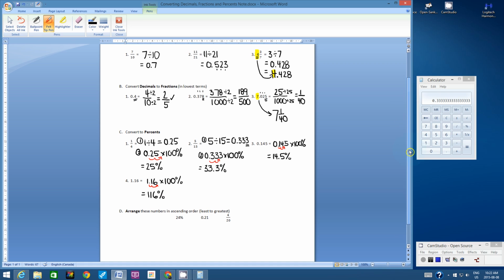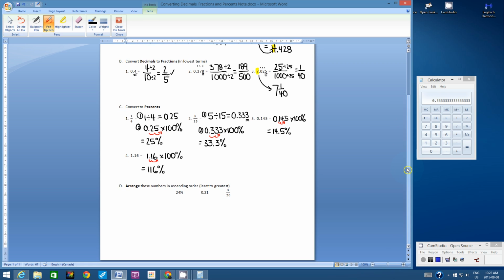So in section D, different type of question, but it's very similar. What you're going to do is combine all of the skills on this sheet. Arrange these numbers in ascending order. Another word for ascending order is numerical order. And what does numerical order mean? It simply means least to greatest. So the problem is the three numbers are all in different forms. We have a percent, we have a decimal, and we have a fraction.